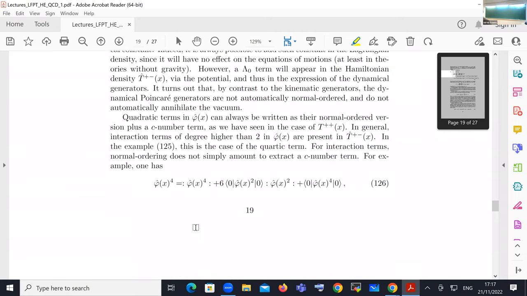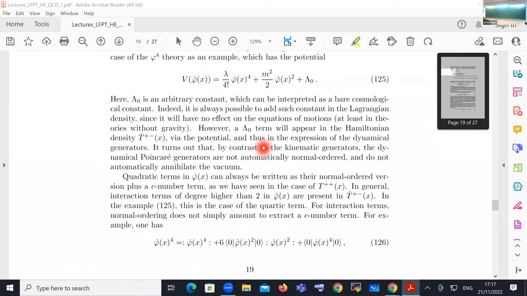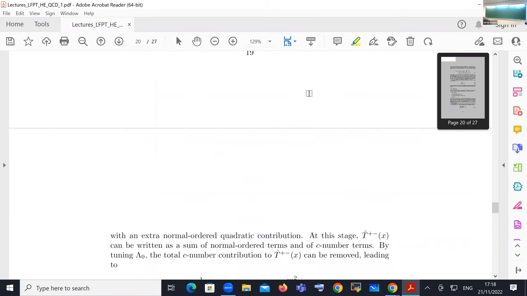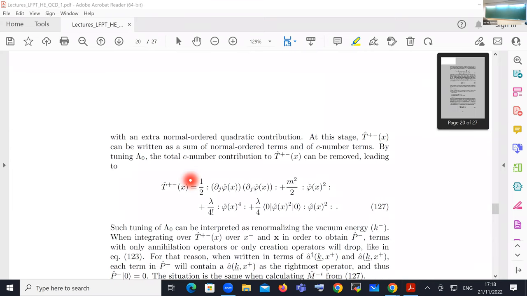So that means that now, if we write the quartic term in the Hamiltonian density in such a way, and the quadratic terms as their normal ordered version plus some number term, we also have this lambda zero term, which is an arbitrary constant. So I can choose lambda zero in order to cancel all the C number terms that I have and be left with only operators, each of them normal ordered. So this lambda zero, this bare cosmological constant, plays the role of a counterterm for vacuum energy, or more precisely for the vacuum P minus. But it was completely free, so it's completely legitimate to do that.